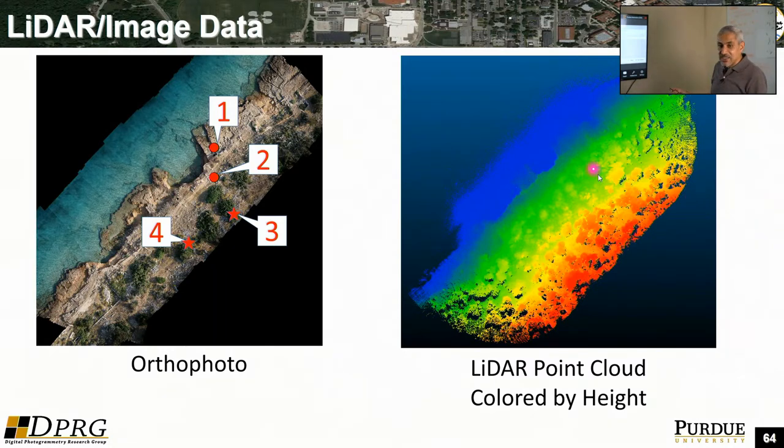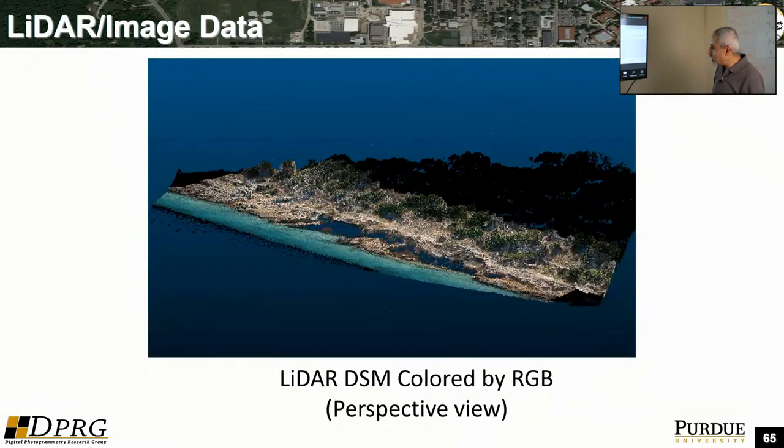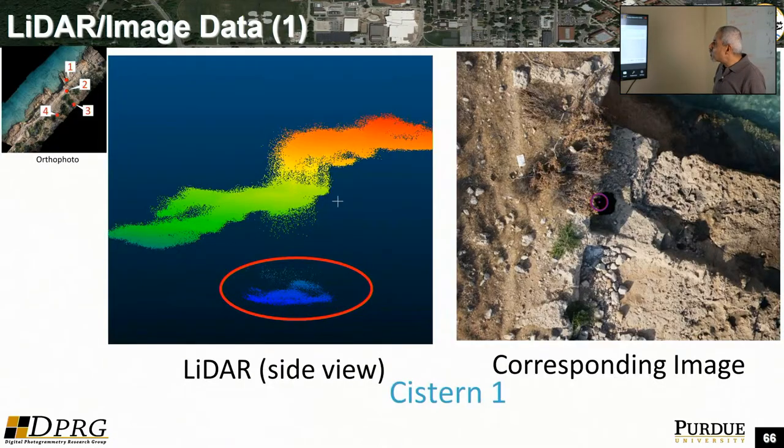Blue is the lowest, that's the shoreline. Red is the highest. So this is a very steep slope. It's not really easy to move and do the measurements, and they had to clear some of the vegetation in the area. So these are just some views of the areas.